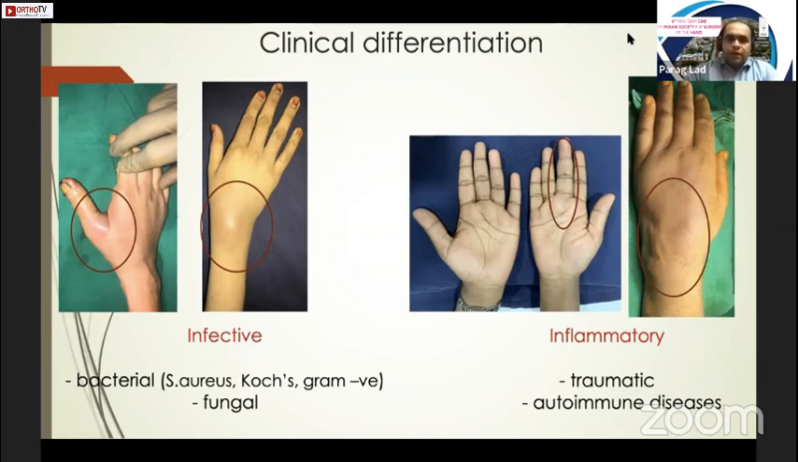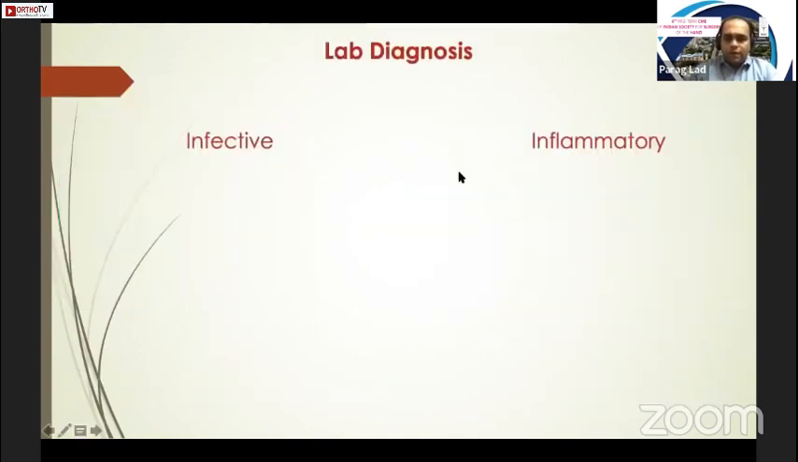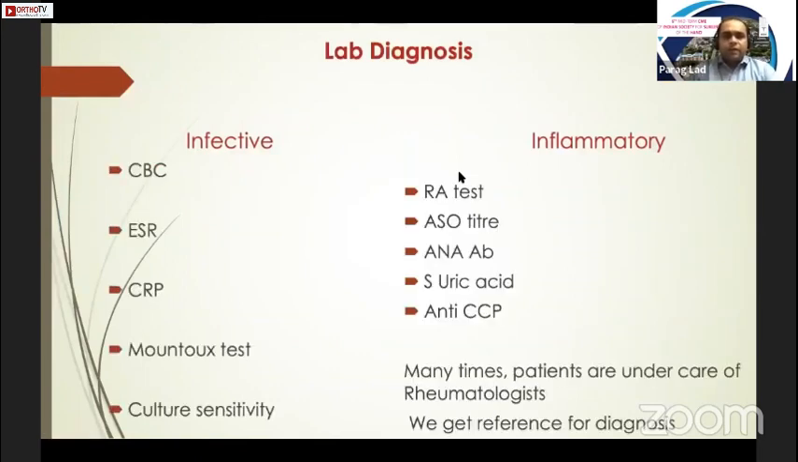tenosynovitis. Let us now understand each. When we consider a lab diagnosis for such cases, for the infective causes we have to find out whether the ESR or CRP is high, and many times the inflammatory tenosynovitis cases are referred to us by a rheumatologist or a physician, and we need to consider this battery of tests.